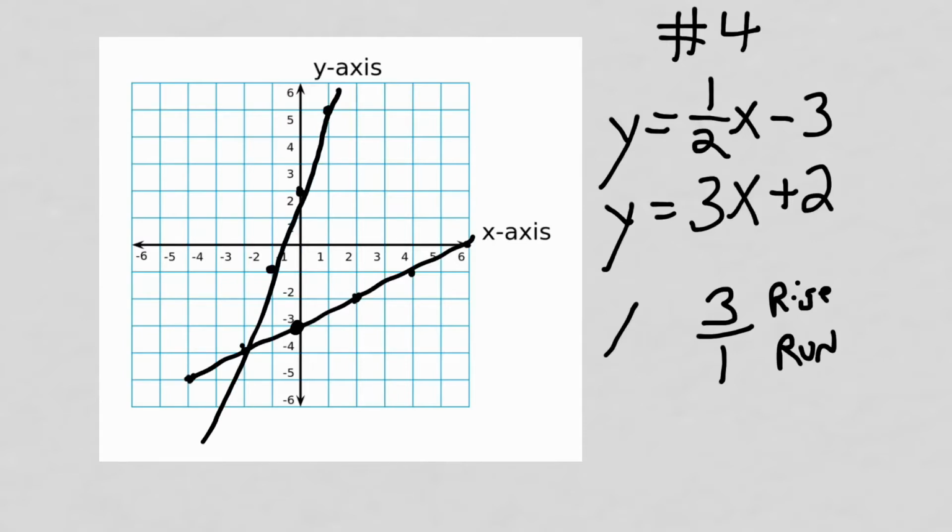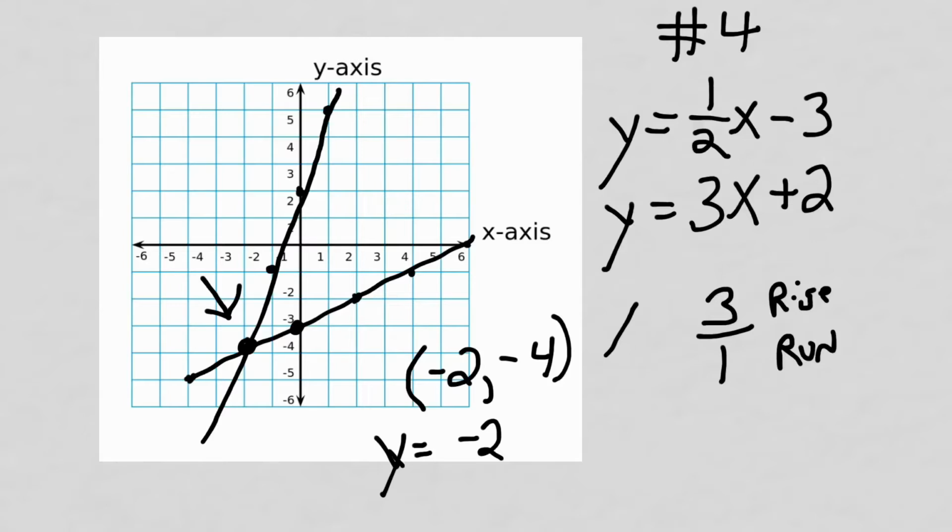All right, these 2 points meet at the coordinate of negative 2, negative 4, which is right there. Okay, that means y equals negative 2. I'm sorry, x equals negative 2, y equals negative 4. All right, that's the last of the graphing problems.